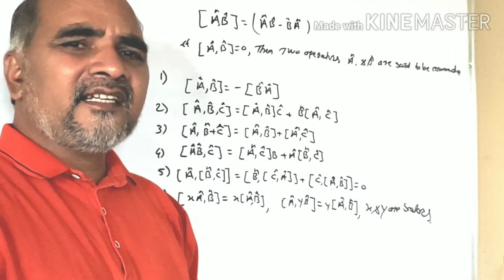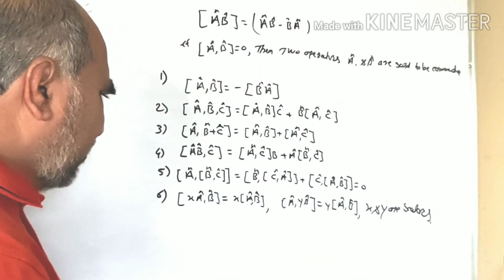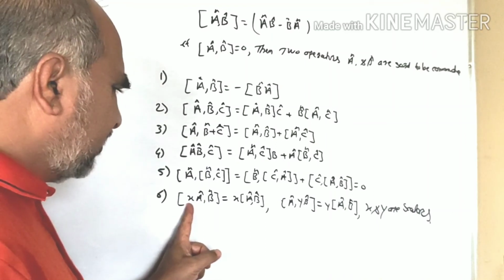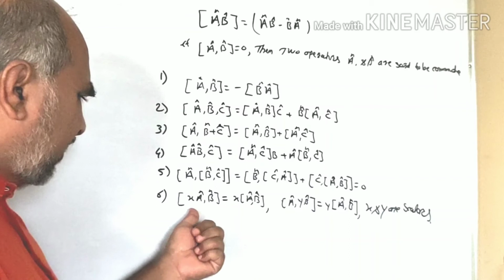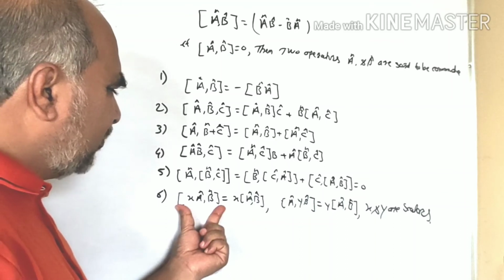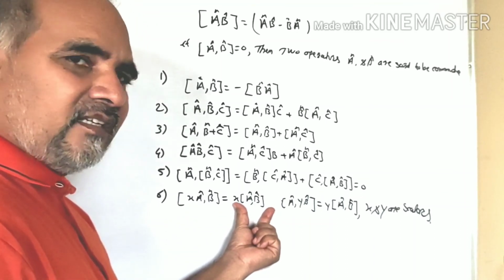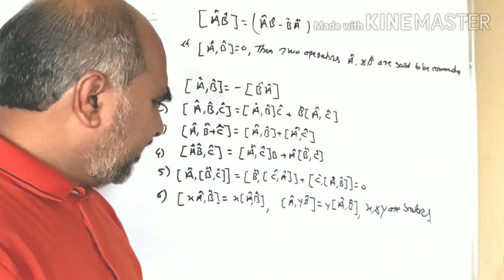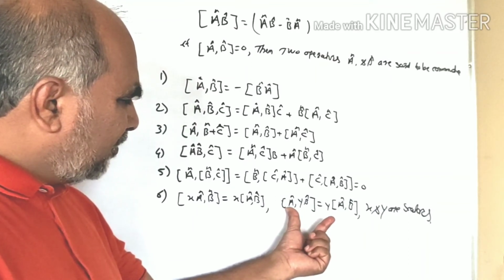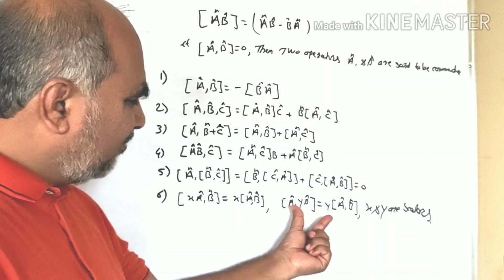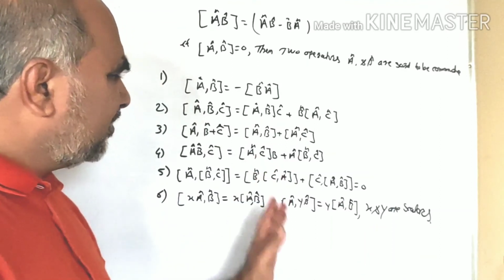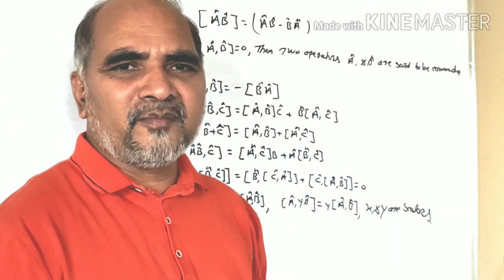And any scalar quantity can be multiplied in. Here x is a scalar and y is a scalar. If x multiplies A, then the commutator of xA with B is equal to x into the commutator of AB. If y is any scalar multiplying the operator B, then the commutator of A with yB is equal to y into the commutator of AB. So these are the algebraic properties of a commutator.